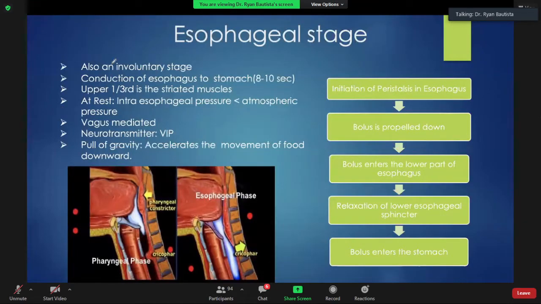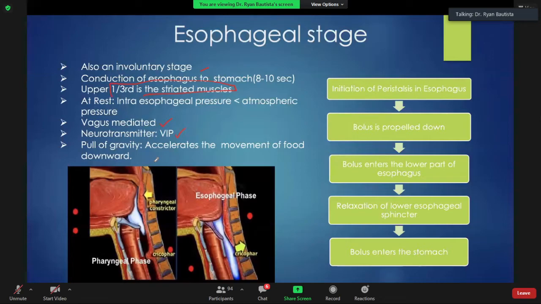Okay. The last of your swallowing stages is your esophageal stage. This is also involuntary. This conducts food through your esophagus to the stomach in around 8 to 10 seconds. The upper third is striated muscle. It's still striated muscle. Question number 10. The remaining two thirds are already smooth muscle. So the upper portion of your esophagus is still striated. This is mediated by the vagus nerve, and the neurotransmitter is vasoactive intestinal peptide.